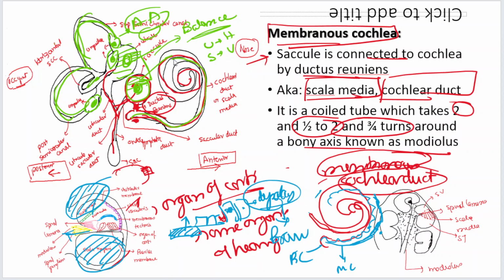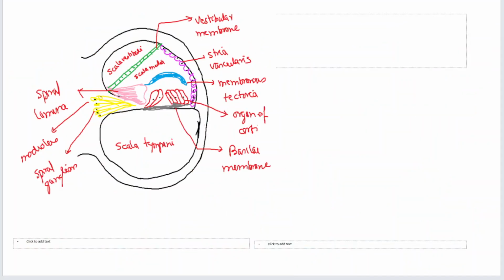In that, here we said only one part has the crista, one part has the macula. Here, the entire length of the membranous cochlea will have the organ of Corti. Depending on which part gets activated, that part's frequency will be sent to the brain. And that's how the organ of Corti becomes the sense organ of hearing. I'm trying to tell the same thing.